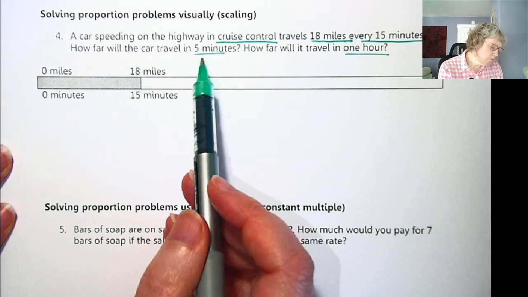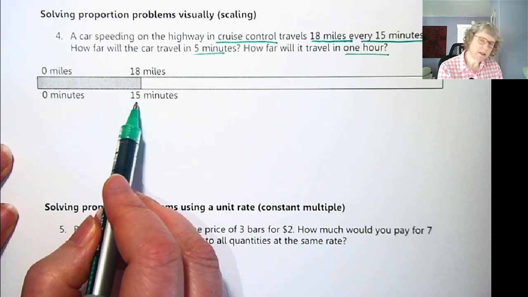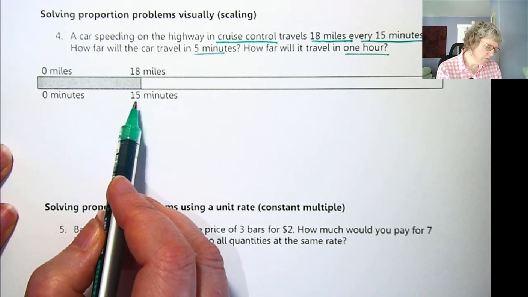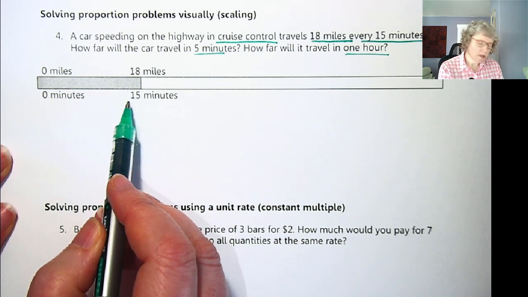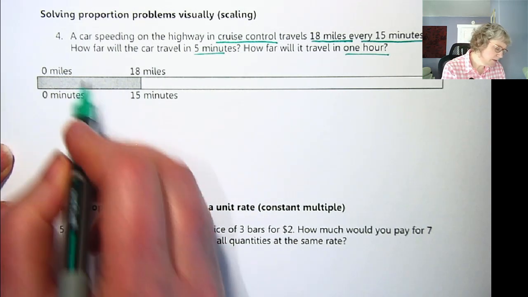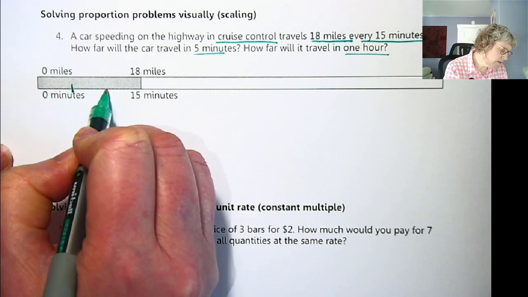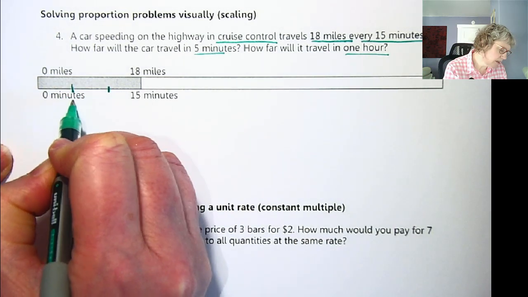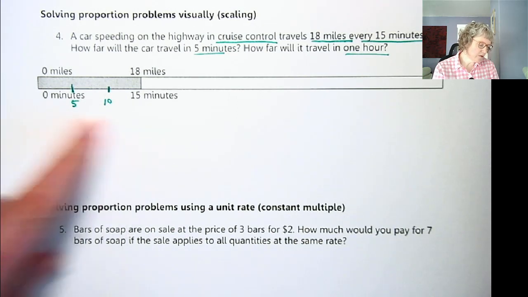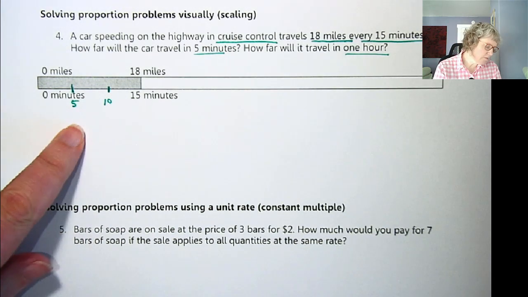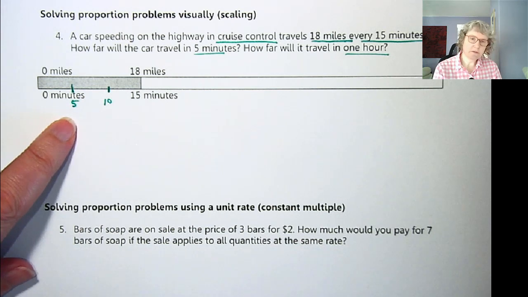Okay, so now we want 5 minutes. To get 5 minutes, I need to look at the minutes, which I have on the bottom of the bar. And I need to think, how do I go from 15 to 5? Well, if I count by 5s here, I can go 0, 5, 10, 15. So I'm really cutting that down into thirds, right? Because there's 3 5s in 15.